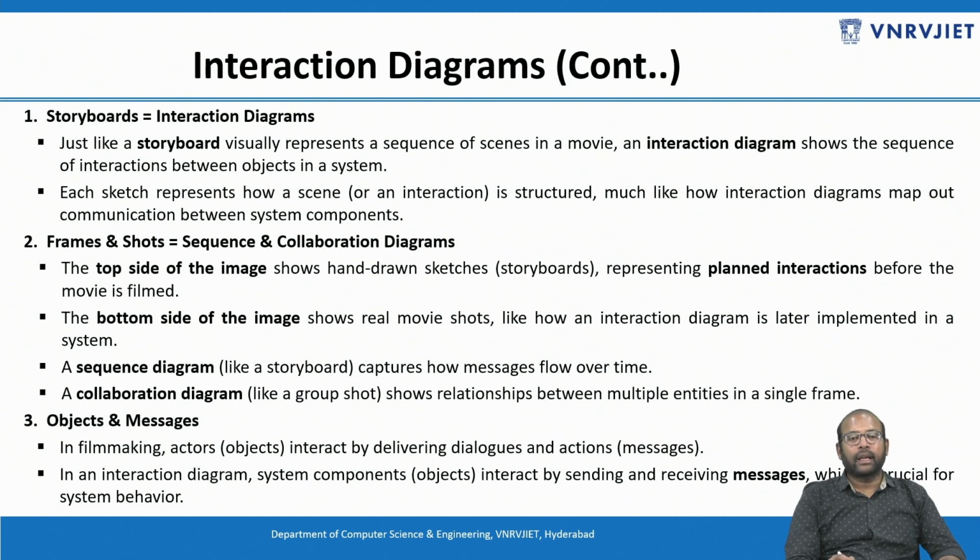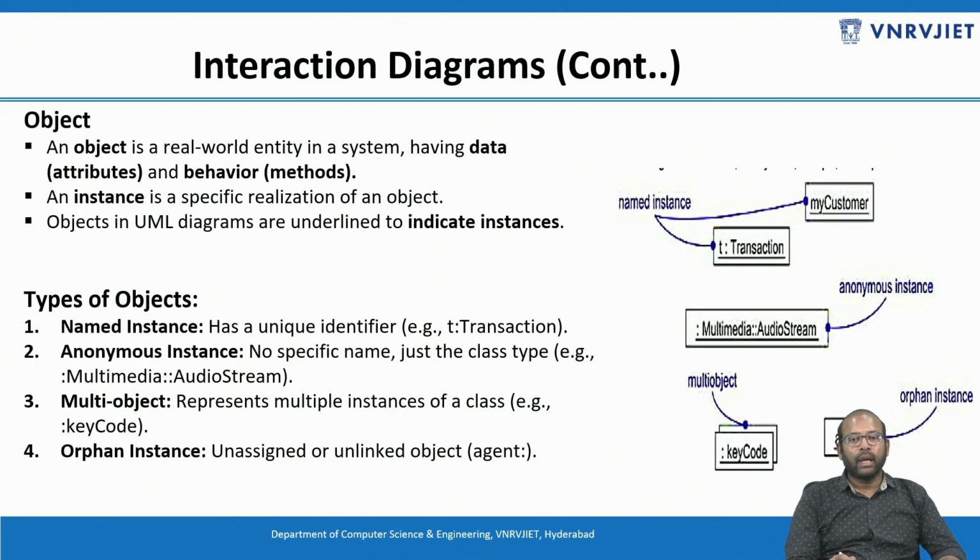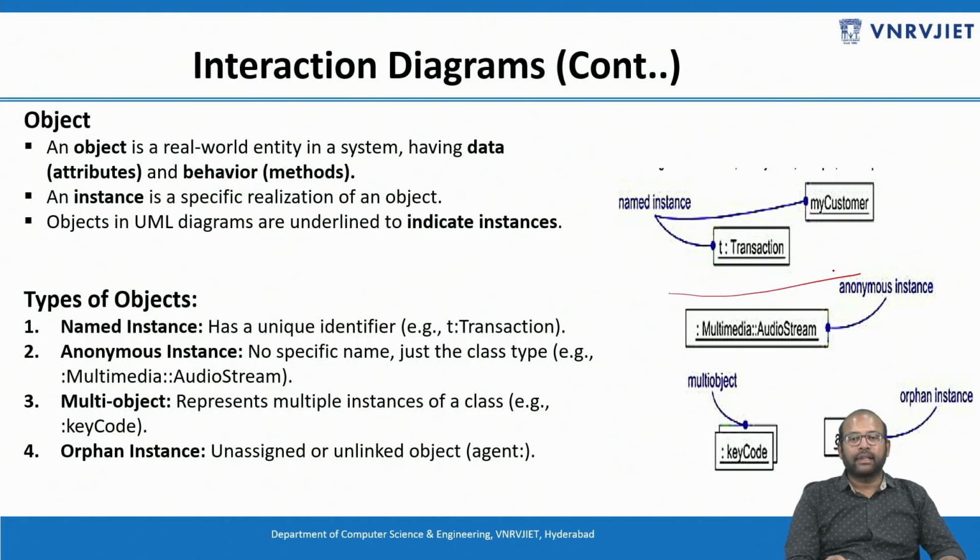In this interaction diagram, system components are objects that interact by sending and receiving messages. That shows you the importance of system behavior. Just like the previous diagrams, here also the object will be declared. The first is called a named instance, the second is called an anonymous instance. If it is interacting with more than one object, that is called a multi-object. If it is not interacting with any other object, it is separate, and you can call it an orphan instance. So there are different types of objects.